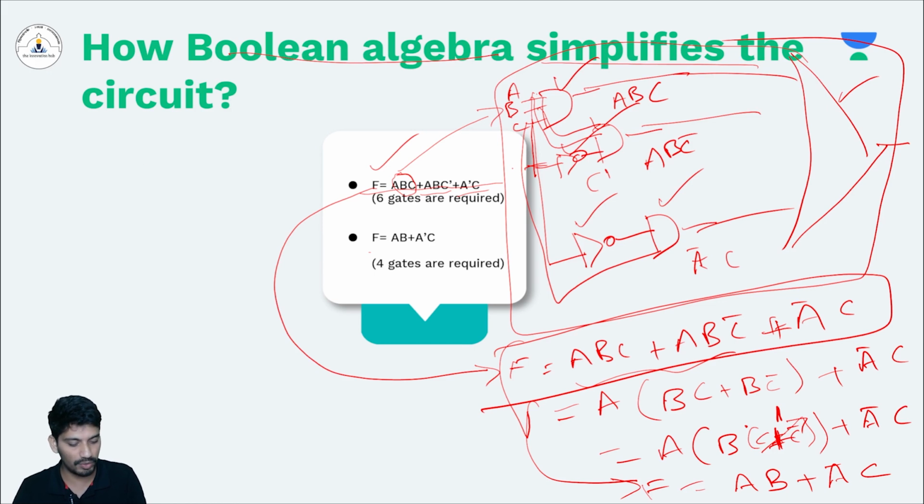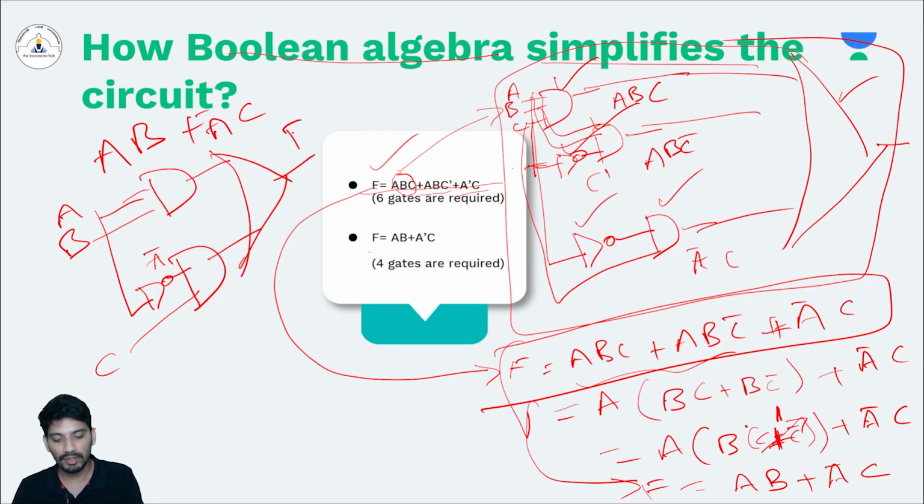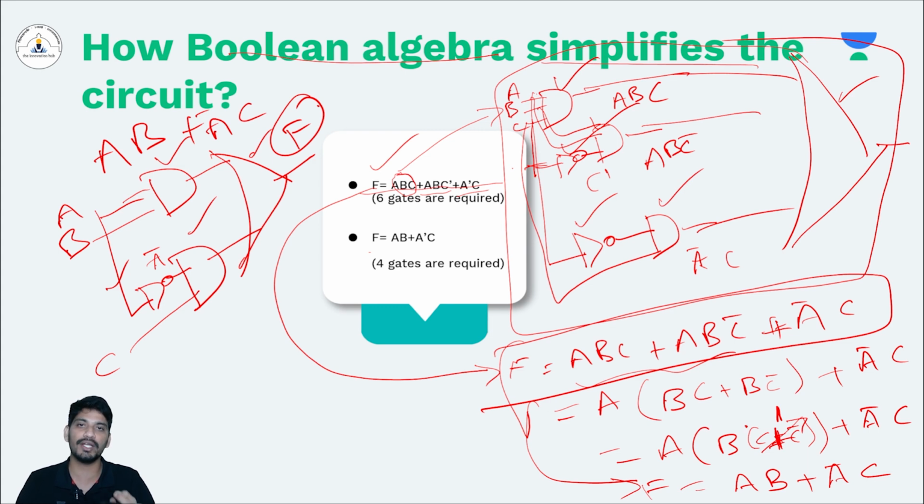Let's see how many gates are required to construct this expression AB plus A bar C. You will require a 2 input AND gate for AB, and you will require a NOT gate to convert A into A bar, and to multiply A bar and C you will require an AND gate, and to sum these two things you will require an OR gate. So I achieved the same function with just 4 gates. You think that you reduced only 2 gates, but think of very big circuits. If you can reduce 2 gates, then it is a huge amount of optimization, right? So you achieved something very big by just doing a simple algebra simplification.